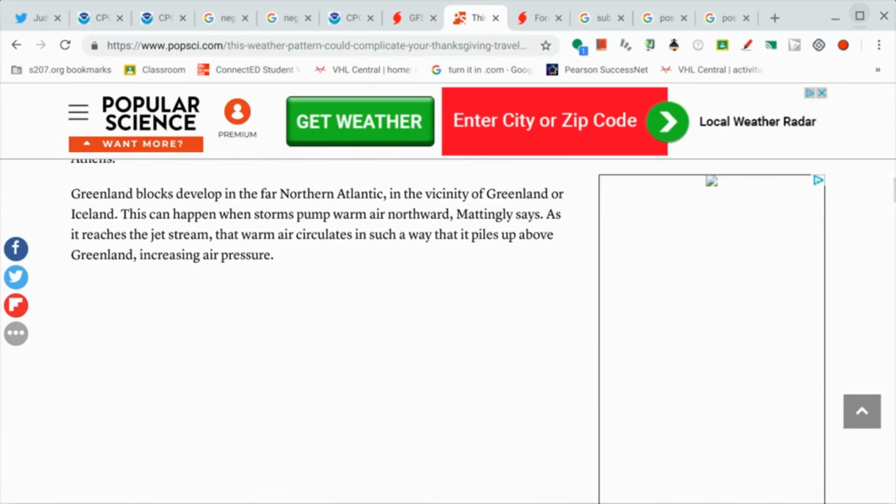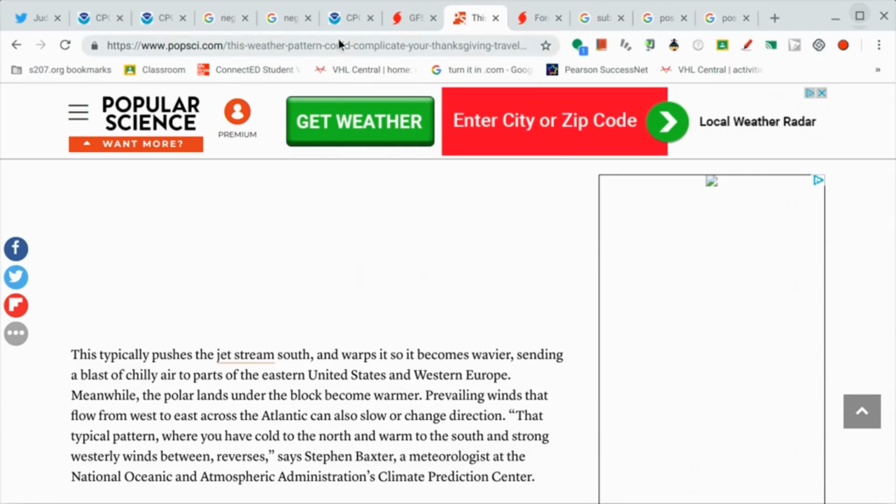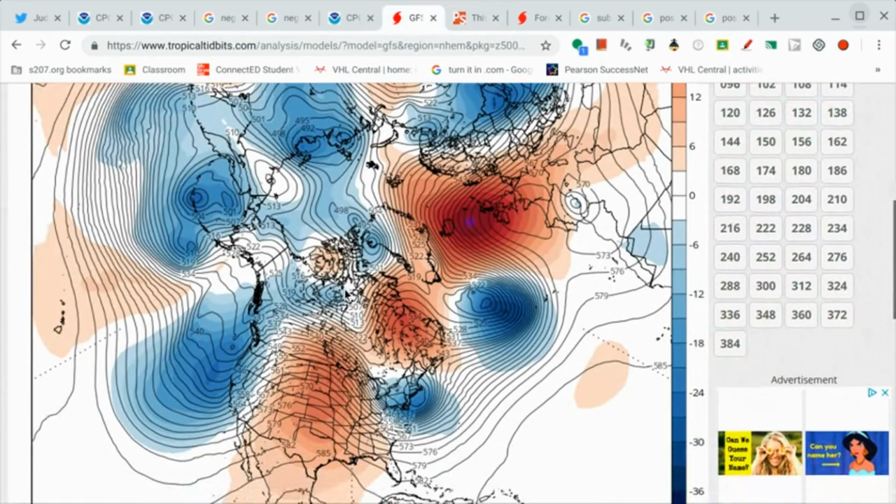But the overall thing is that the Greenland blocks develop over the North Atlantic in the vicinity of Greenland or Iceland, and it basically forms because we see a lot of storms that ride up across America or anywhere across the North American continent and go up into the North Atlantic Ocean, into Europe, and they bring in warm air.